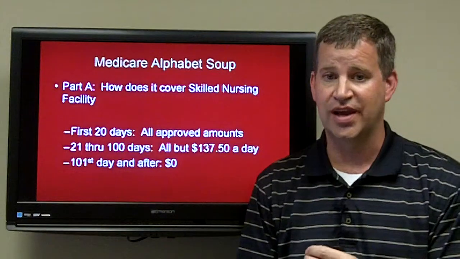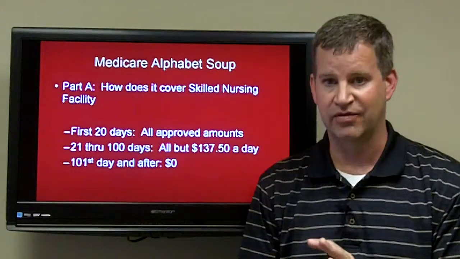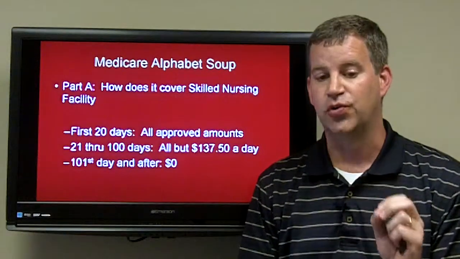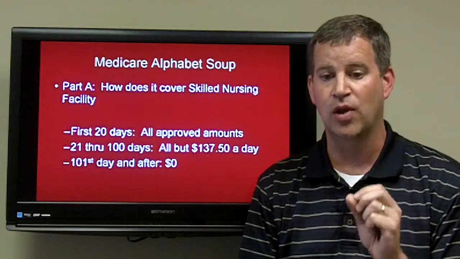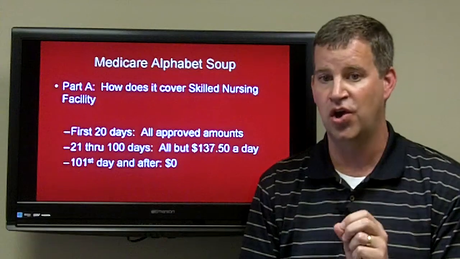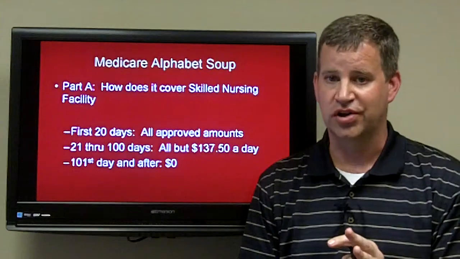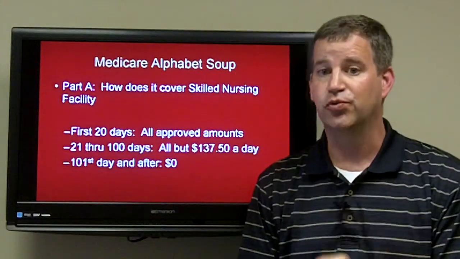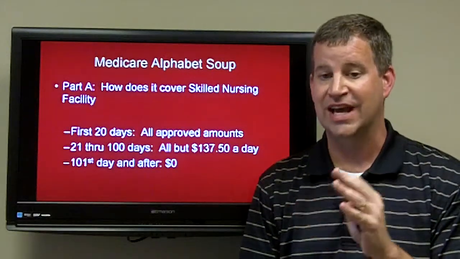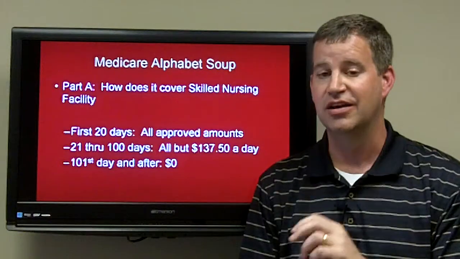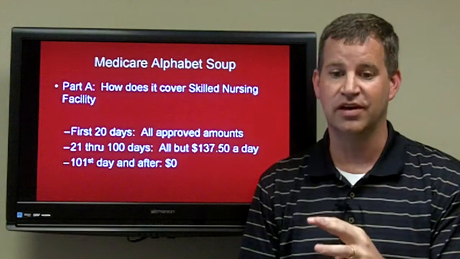That's considered skilled care. So for the first 20 days, Medicare is going to pay everything for those first 20 days. On the 21st through the 100th day, Medicare will pay everything except for a $137.50 copay. On the 101st day and after, Medicare no longer covers that. This also will reset. After you've been out of the hospital or skilled nursing facility for 60 consecutive days, you will get another 100 days of coverage.